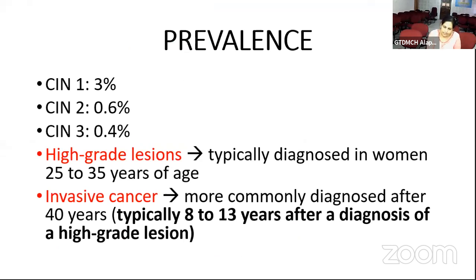Prevalence of CINs in the general population: CIN1 is around 3%, CIN2 is 0.6%, CIN3 is 0.4%. High-grade lesions are typically diagnosed at around 35 years of age. Invasive cancer is commonly diagnosed at around 40 years. So there is typically a lag of around 8 to 13 years from diagnosing a premalignant lesion to full-blown cancer. This is the time where we should intervene and modify the progress of the disease by our screening techniques.